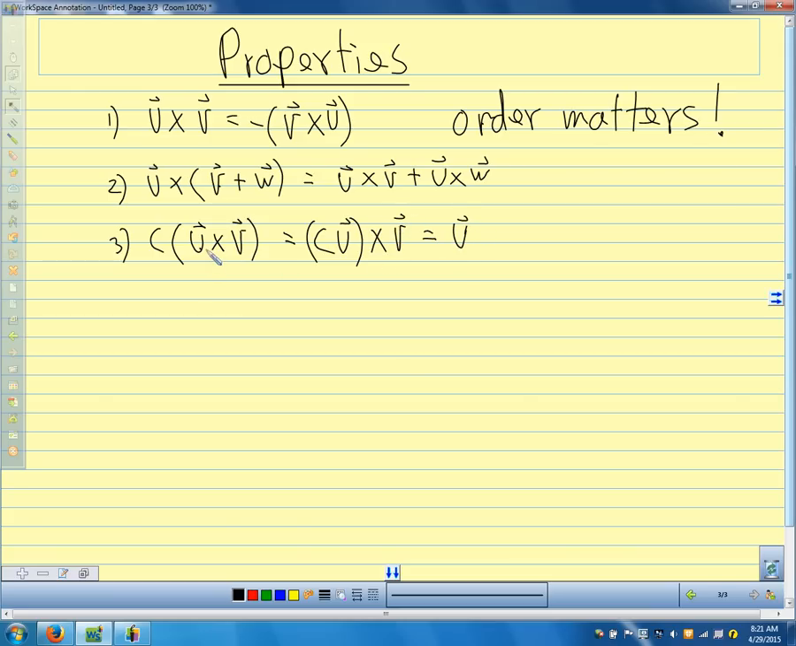But we have to keep the order the same. U has to come first every time. Can you multiply the result of the cross product by a scalar? Yeah, that's what the first one is saying. If we take the cross product and multiply by the scalar, it's the same as multiplying either one by the scalar. The cross product of any vector with the 0 vector is the 0 vector.